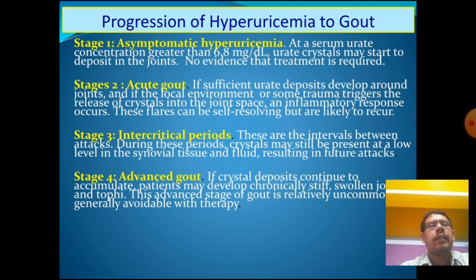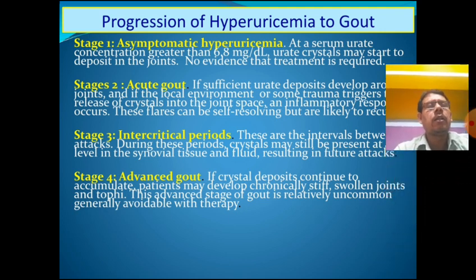Stage 3 is the intercritical period, an interval between attacks. During this period, crystals may still be present at a low level in the synovial tissue and fluids, resulting in future attacks. And stage 4 is advanced gout. If the deposited crystals continue to accumulate, patients may develop chronically swollen joints and atrophy. This advanced stage of gout is relatively uncommon and generally avoided with therapy.